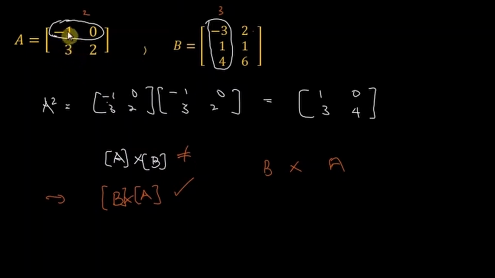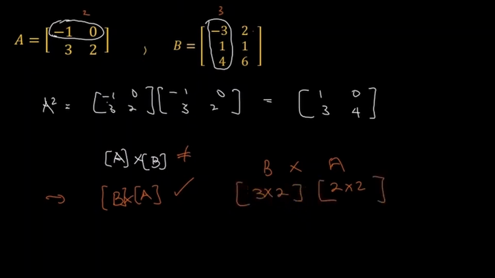So A is a 2 by 2 matrix. And B is number of rows times number of columns. So I have 3 rows, so I have a 3 by 2 matrix. So I need to multiply these two.